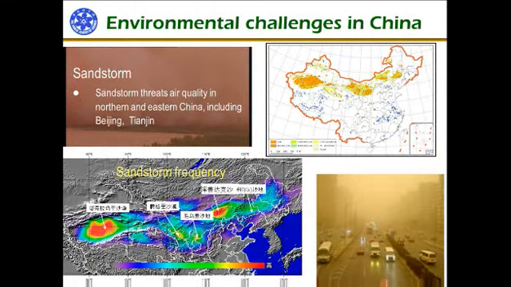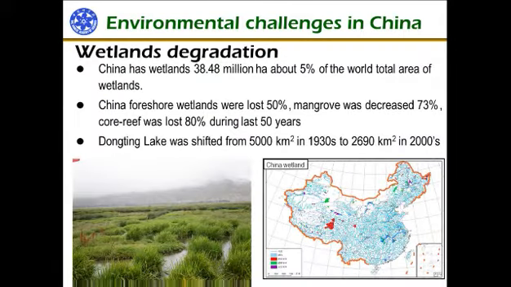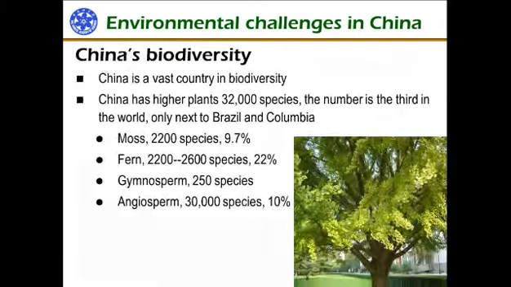Also sandstorms happen in North China and affect East China, like Beijing and Tianjin, where millions of people are affected. As for wetlands, China has about 8 million hectares, about 5% of the world's total wetland. But in the foreshore, 50% of wetland was lost, half of them. Mangrove declined 73%.